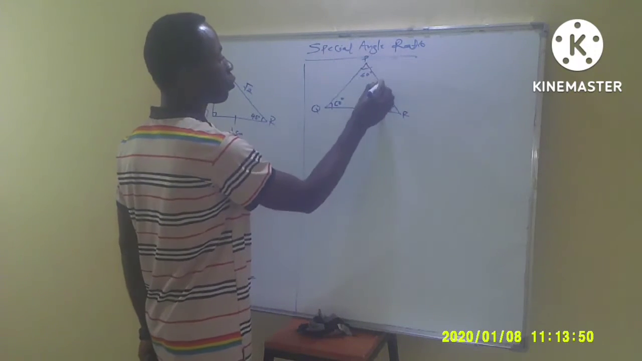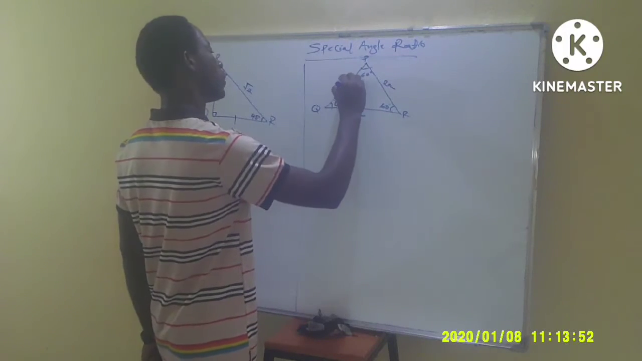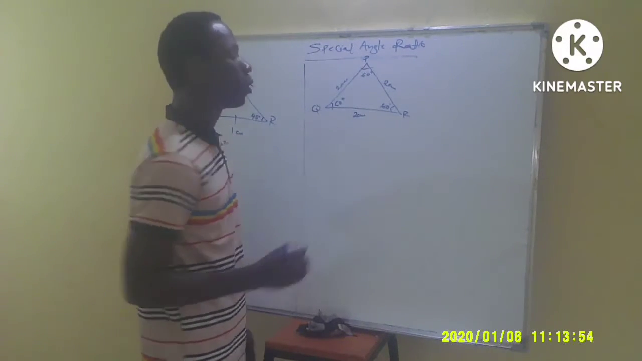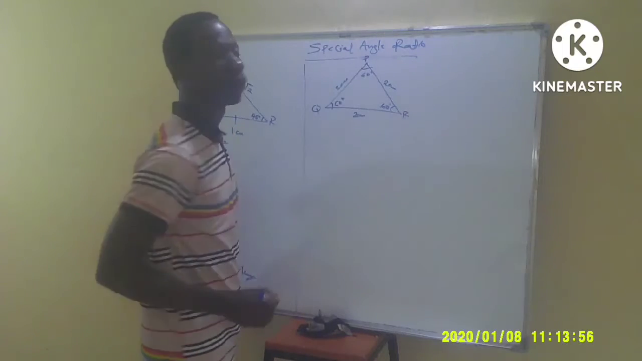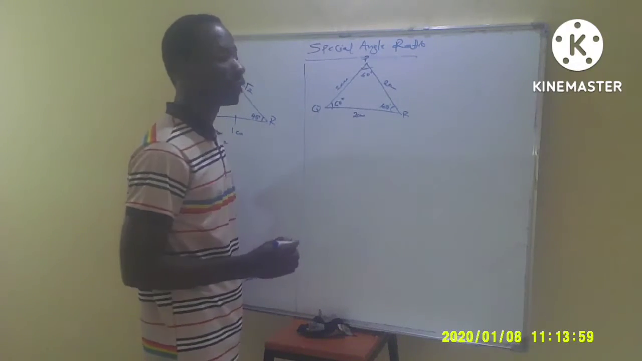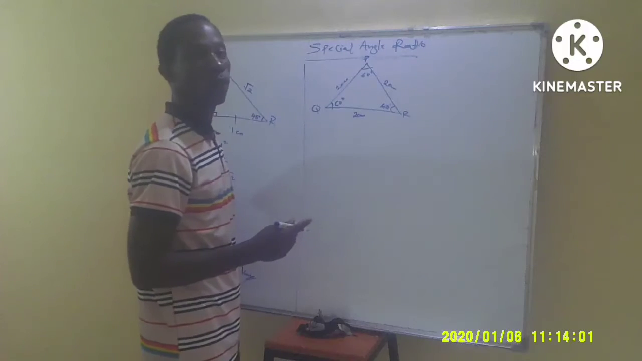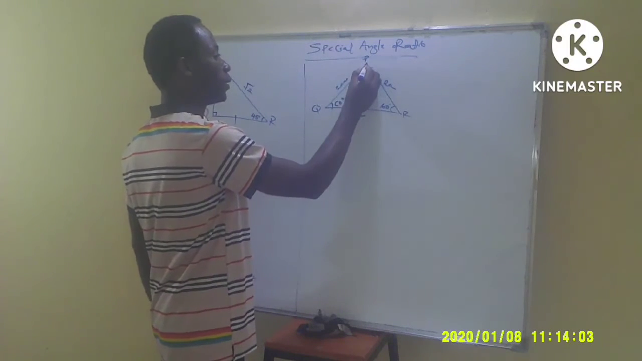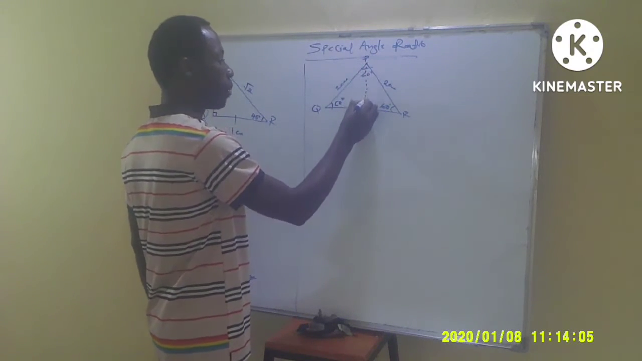From here to here, let me make it 2 centimeters, then 2 centimeters. So all the angles are the same, all the sides are the same. So what do we do? Let us bisect the triangle into 2 equal halves. So let me bisect this triangle. I'm going to bisect it into 2.